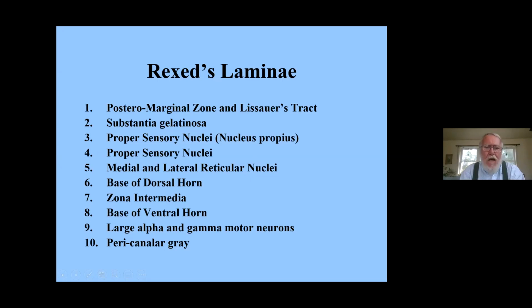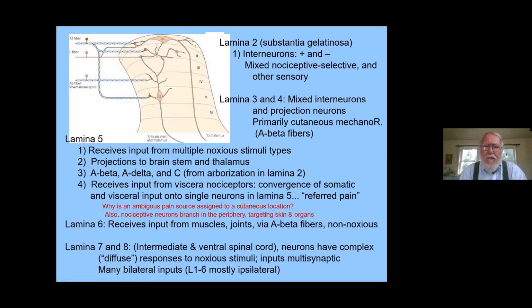And here's a whole bunch of things where we can look at lamina 1 through 6 to 7, and what we can basically see is in lamina 2, mixed nociceptive sensory and other sensory information. Lamina 3 and 4 is cutaneous mechanical A beta fibers. Then lamina 5 is getting A beta, A delta, and C fibers. And then lamina 6 is now getting inputs from muscles, joints, and whatever.